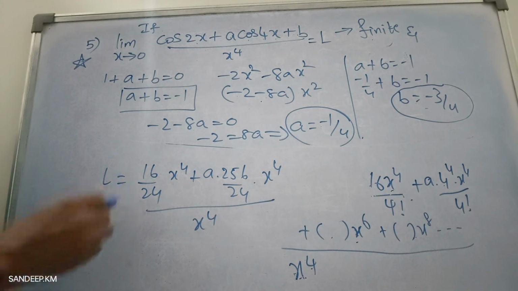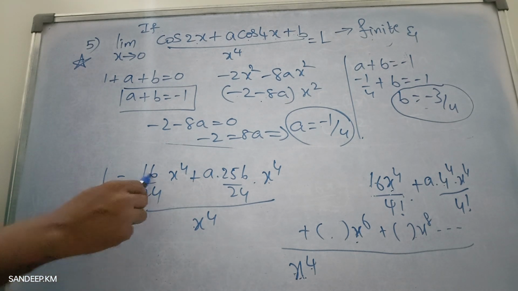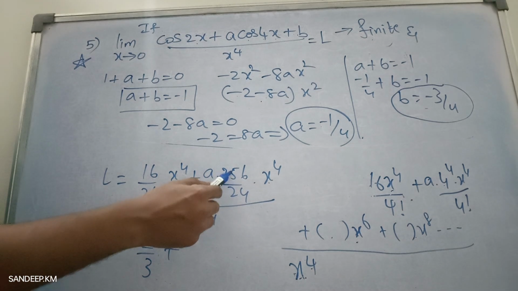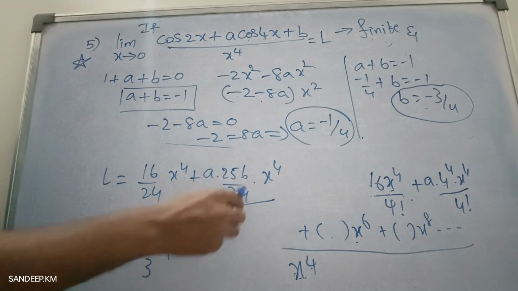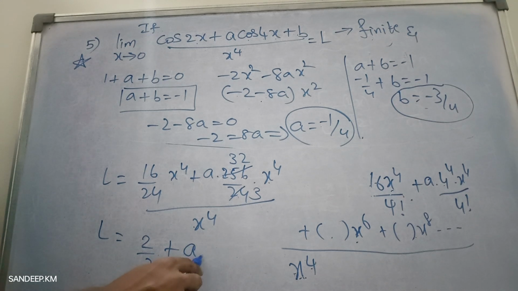Okay, fine. With limit x approaches 0, take x power 4 common and cancel it. So L is equal to what? 8 2s are 8 3s are, plus both are divisible by what? 8. What will you get? A into 32 by 3. That is L value, the limit. And you can substitute the a value which you have got. A value is how much, dear students? Minus 1 by 4. Substitute a value, you will get the answer.